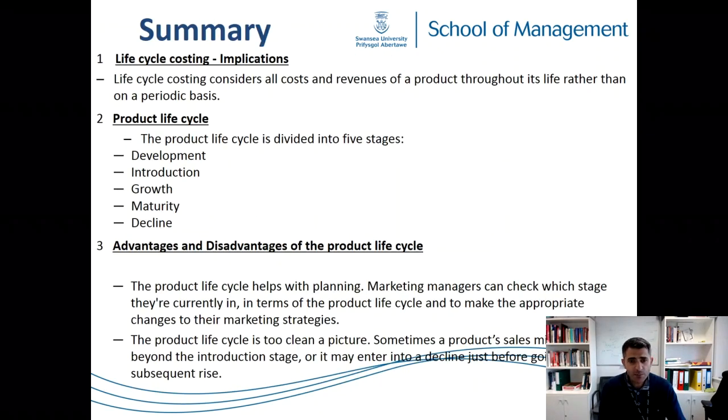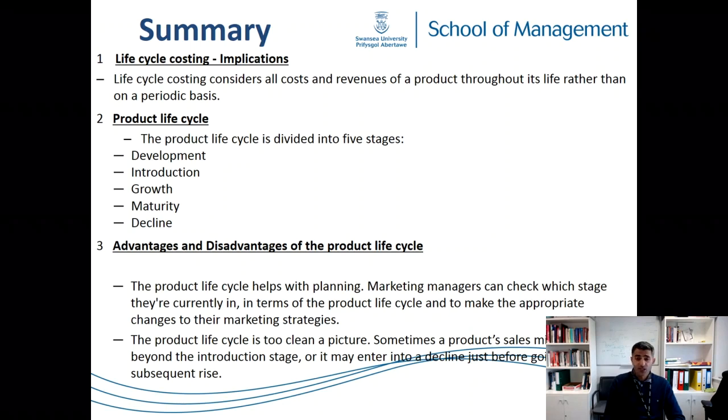Okay, right. In summary, you need to understand that life cycle costing is very important, because at every single stage it considers all the costs and all the revenues, and also looks at the whole period. You also need to look at the 5 stages of the product life cycle: research and development, introduction, growth, maturity, decline.